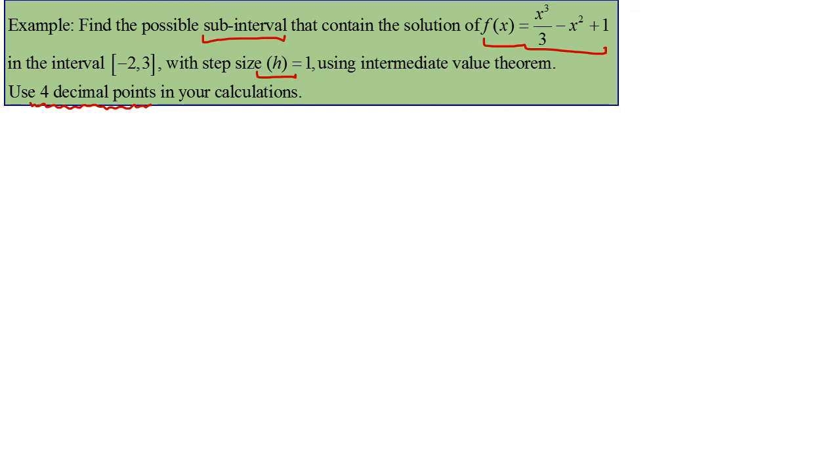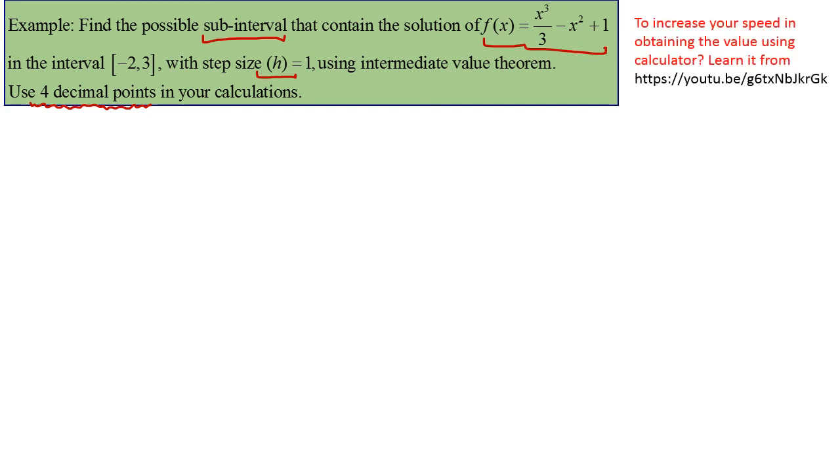Another thing is, I want you to watch this YouTube video. This YouTube video teaches you how to use your calculator, and it will help you to increase your speed when obtaining the values. You just plug the function f(x) into your calculator and use CALC to call the value. It will help you a lot. All right, let us focus on how to find the interval.